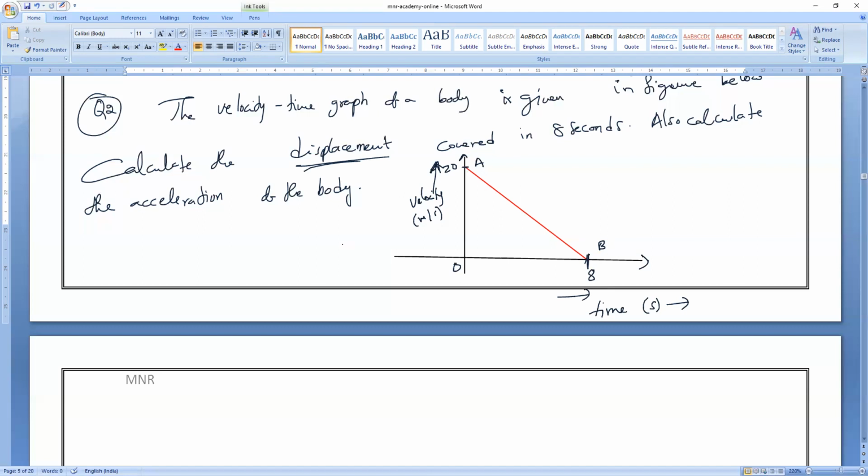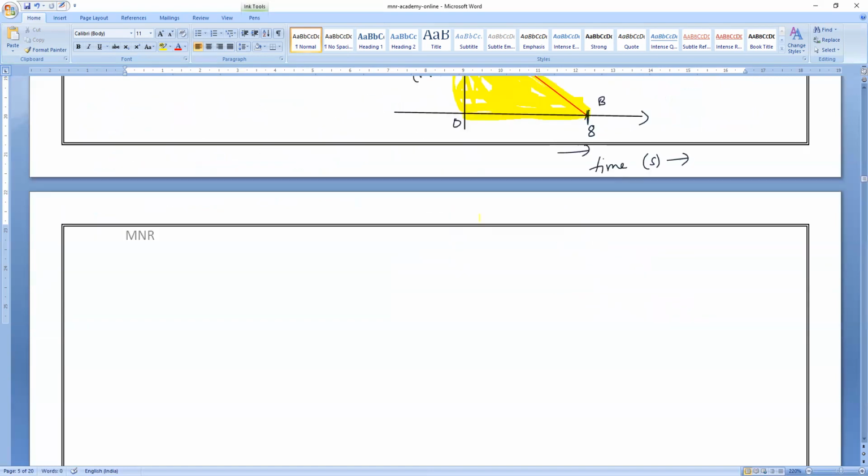Very good. Displacement means what? Area under the graph. Triangular, right? Can you find it? What is the area under the graph? First the triangle. Displacement is equal to the area of triangle AOB. Yes or no?